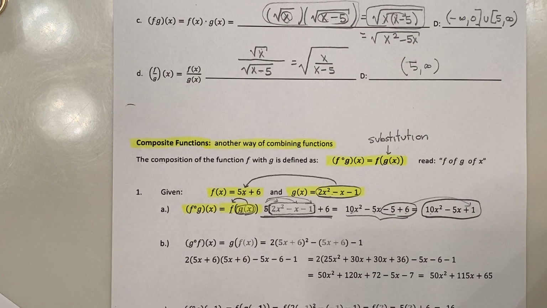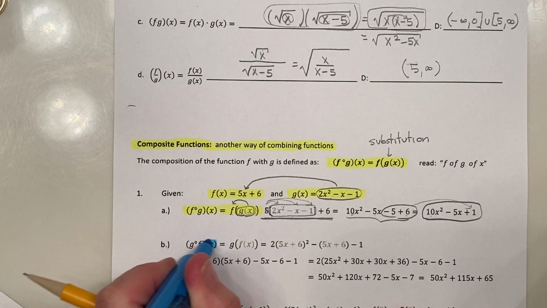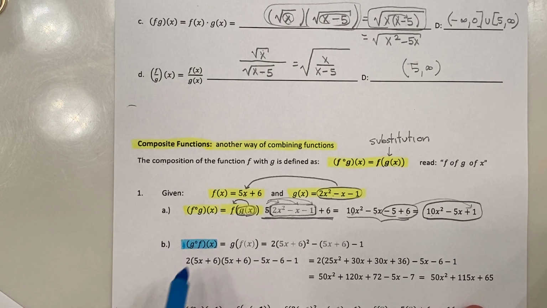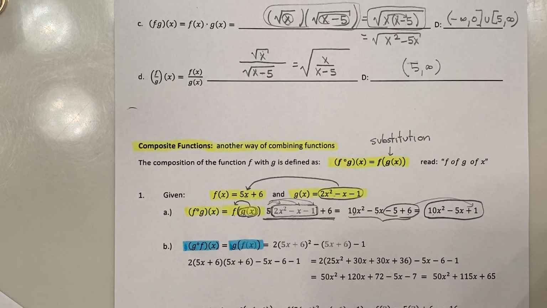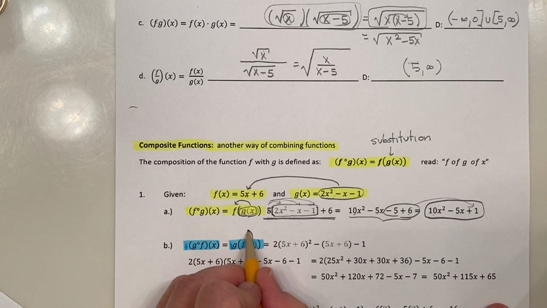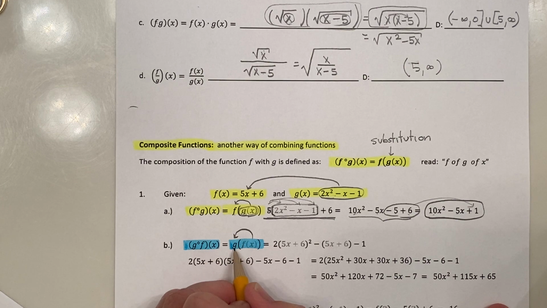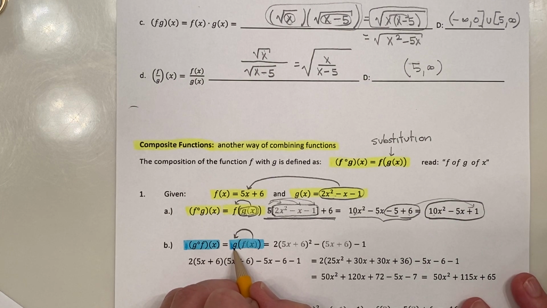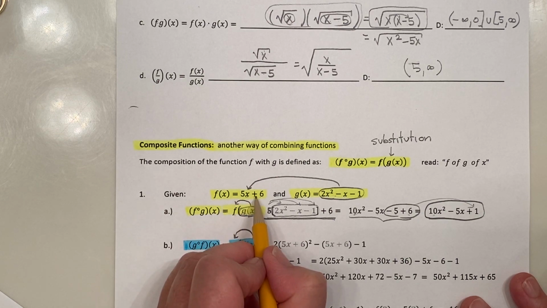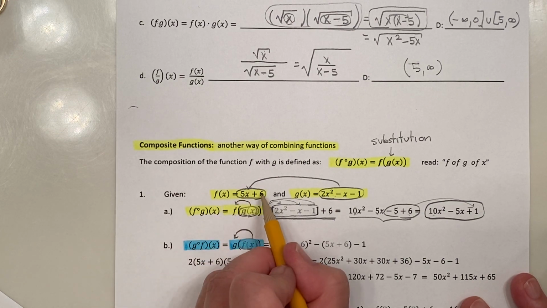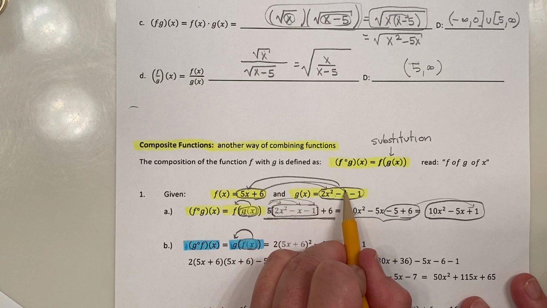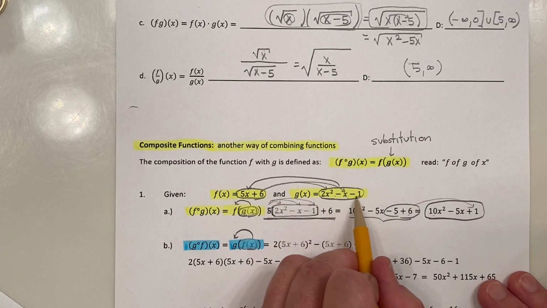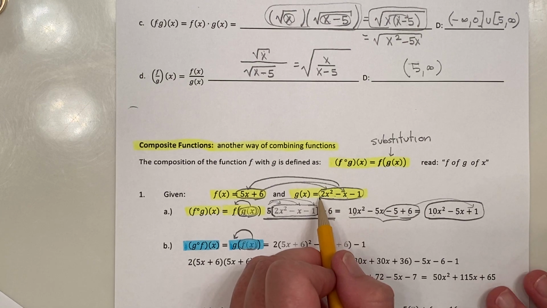Okay, look at example B. Notice that they switched the G and the F. Now it's G composed with F. So now we read this as G of F of X. So the inside function is now F. So F's equation has to go into all the X's that are in G. So my eyes first go to F of X. Here's F of X. I have to put 5x plus 6 in for that X and 5x plus 6 in for that X, leaving everything else the same.